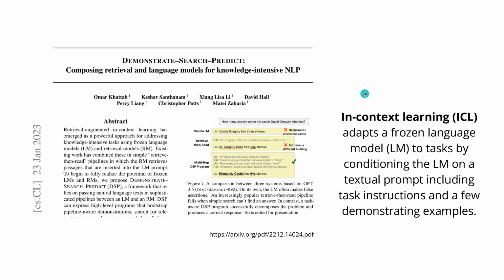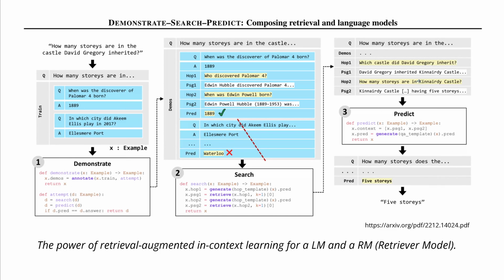So 1 year ago, we started with in-context learning, which adapts a frozen language model to tasks by conditioning the language model on a textual prompt, including task instruction, few-shot examples, and a few demonstrating examples. This is what we today would call a simplified RAG system. And exactly 1 year ago, this is how easy it was. You had the demonstrate phase, the search phase, and the predict phase.